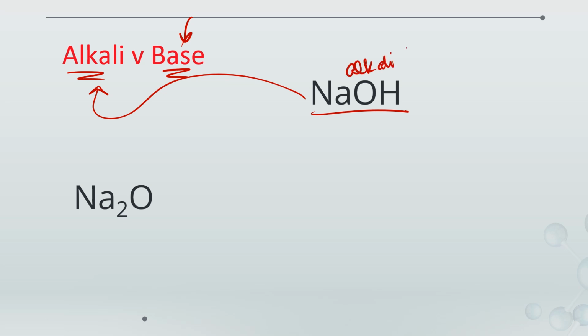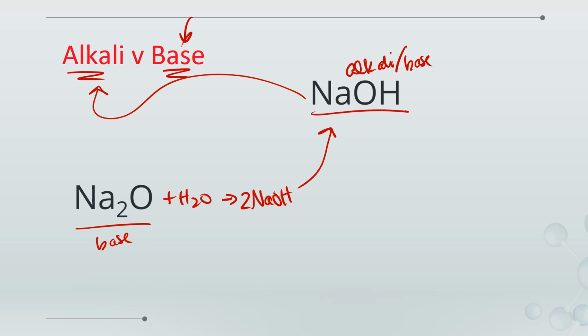So this one is sodium hydroxide. It is an alkali. It is a pretty strong base. Sodium oxide is a base, but it's not an alkali. It's not a water-soluble base. However, you know what happens when this guy reacts with water? We end up with, you guessed it, sodium hydroxide, which is both an alkali and a base.